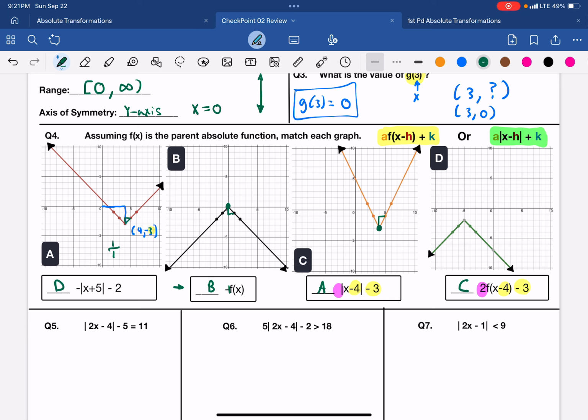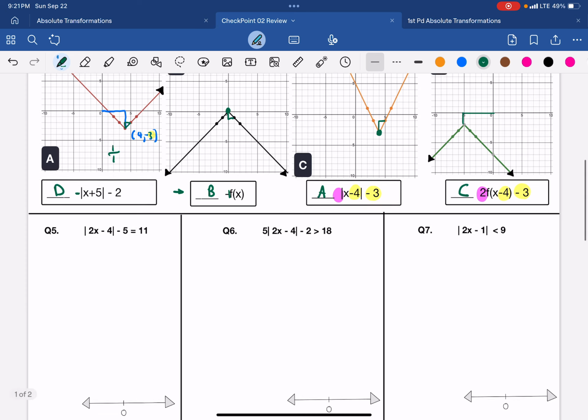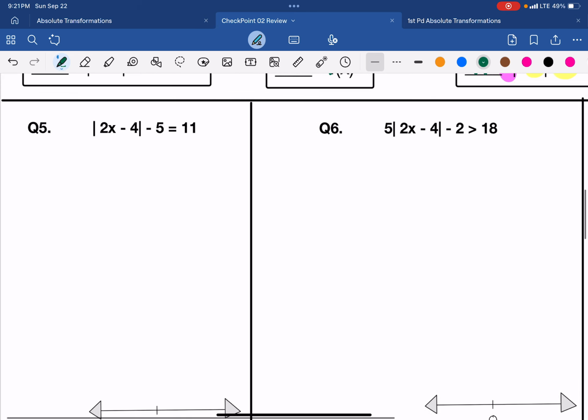And just for the heck, let's check it out. It went 5 to the left, 2 down, and it's reflected. It's going down. Boom, that's what the negative tells us. Awesome. Now, question number 5.